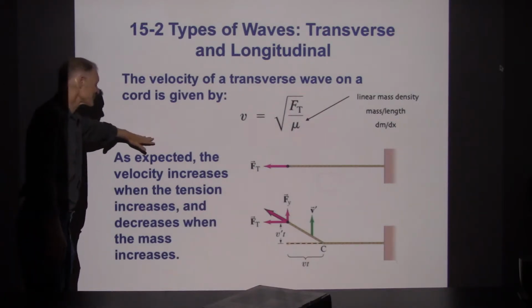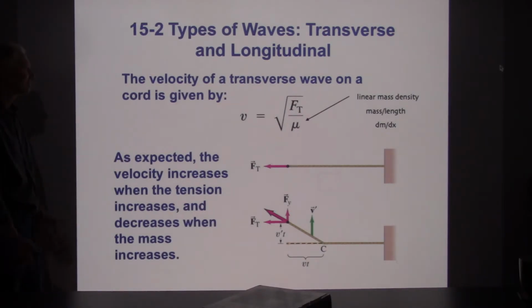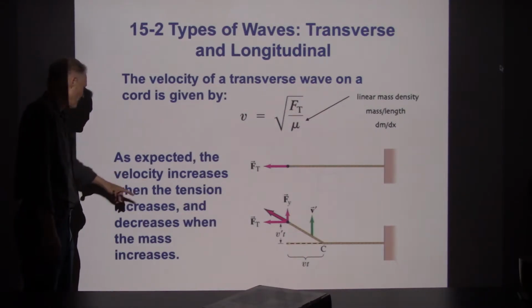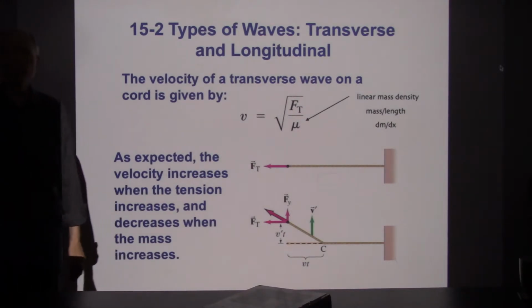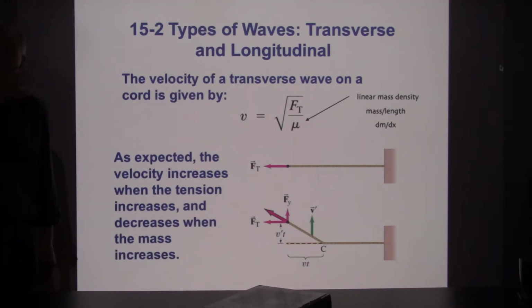It says here, as expected. So I guess maybe that's intuitive, that the velocity goes up if the tension increases. Anyway, if you're tightening a guitar string or a piano string or something, you're doing that with the intent of increasing the wave speed. And if you go back to that previous slide, you'll see if you increase the wave speed, you very likely will increase the frequency at which that string is vibrating.